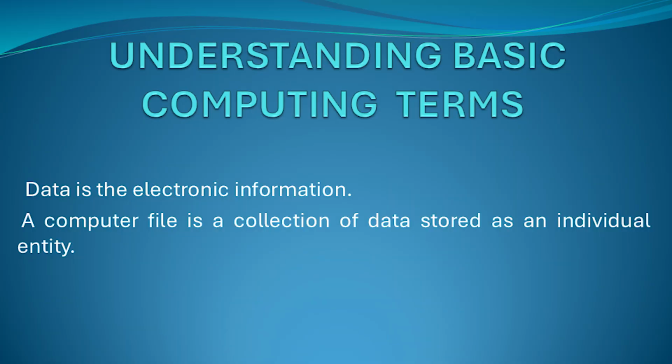Understanding basic computing terms. Data is electronic information. A computer file is a collection of data stored as an individual entity. Computers contain many different types of files, which we'll discuss as we go through this workshop. Some files are called documents. Files are stored in folders, or directories, which, like drawers in a filing cabinet, keep related files together.